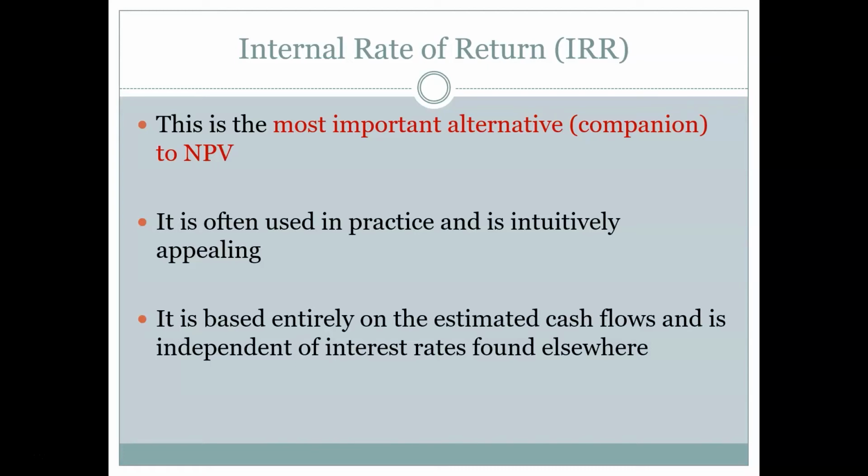The last decision rule that we're going to talk about, and one of the most important, is called the internal rate of return. And this is the most important alternative, although it's somewhat not an alternative, it's more of a companion to the net present value rule. In other words, if the NPV rule is the golden rule, the internal rate of return is the silver rule. And it is often used in practice, and it's intuitively appealing because the internal rate of return is a percentage-based rule. So the NPV rule can often be misleading or sort of difficult to grasp if you're not intimately involved with the mechanics of the investment, because the NPV just gives you a pure number.